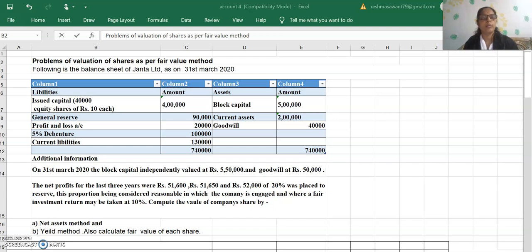Today I am going to explain another method of calculating the valuation of shares. In the first session we discussed the calculation of the intrinsic value method, that is the first method. Then we calculated the yield basis method, that is the second method. Now we discuss the third method, that is the fair value method.